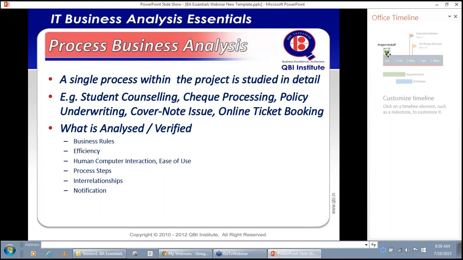You will analyze process steps, you will analyze process rules, you will analyze human computer interaction and ease of use, you will analyze interrelationship of this process with other processes, you will analyze process validations, process notifications, process throughput. You can even simulate a process if there is a larger process. So many things can be done. And typical activity which a business analyst performs here is what we call business process modeling.